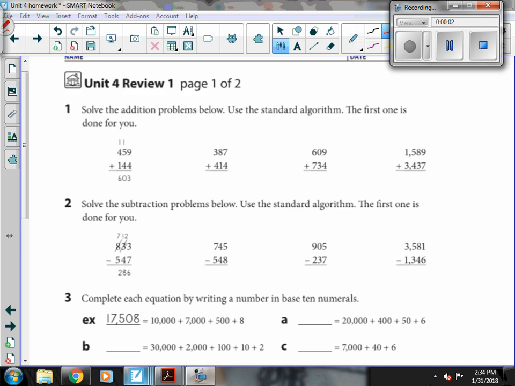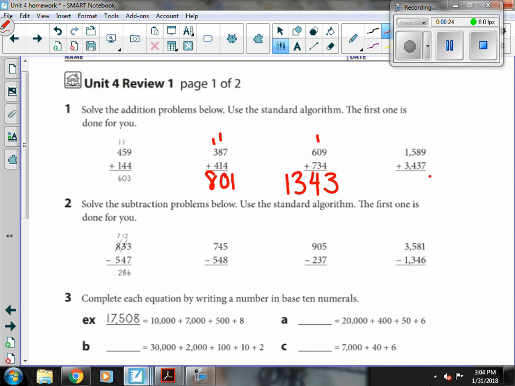It's a review for the Unit 4 test that we have coming up this week. So we're adding: 7 plus 4 is 11, 8 plus 1 plus 1 is 10, 3 plus 1 plus 4 is 8. The next one, 9 minus 4 is 13, 3 plus 1 is 4, and 7 plus 6 is 13. And the last one, 9 plus 7 is 16, 8 plus 1 plus 3 is 12, 5 plus 4 plus 1 is 10, and 3 plus 1 is 1 is 5.